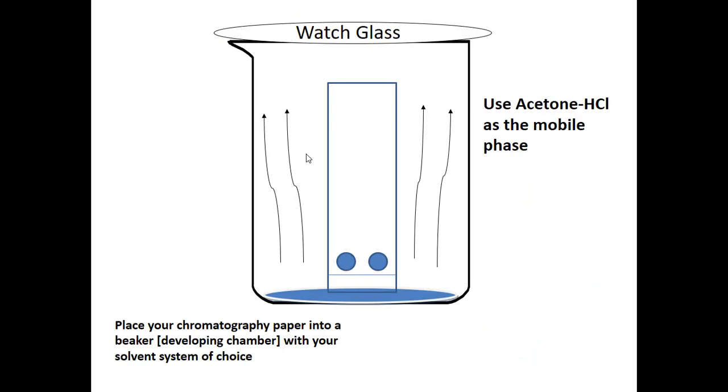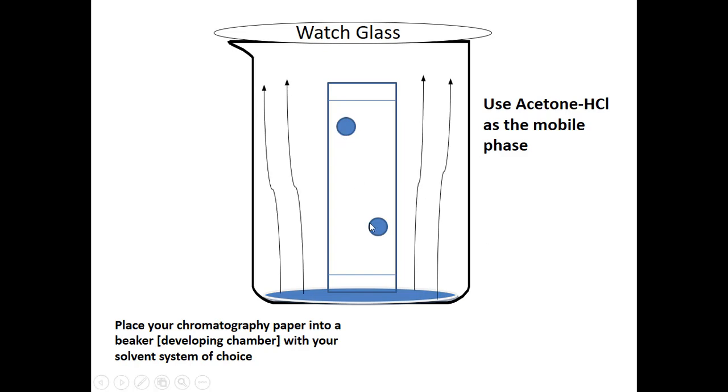And then you have to set up a developing chamber. That's what this is. A developing chamber is simply a beaker covered with a watch glass, and your solvent is here in the bottom. And this is where you're going to place your chromatography paper to be what's called developed, right? As the vapors from the solvent move up, they're also going to drag the compounds that are on the plate, which are here and here. They're going to grab those compounds and drag them up the plate.